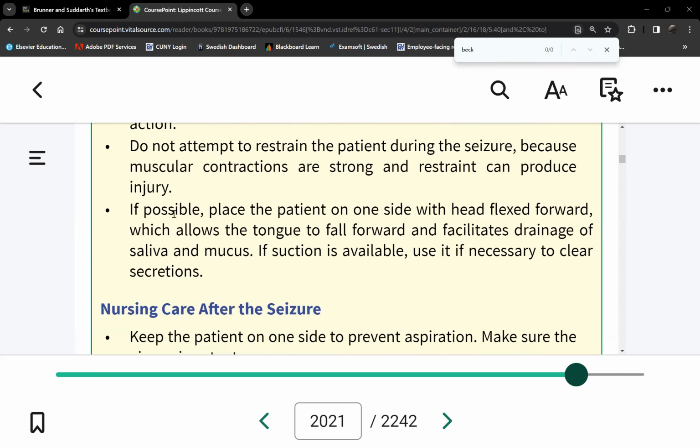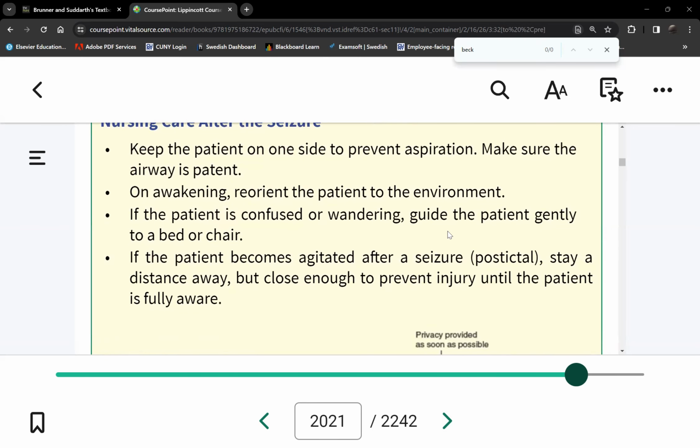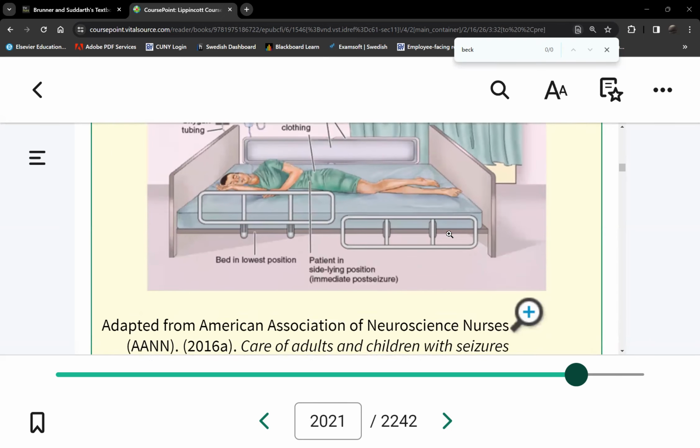We mentioned that. Put the head to the side as much as possible so they don't aspirate anything, either blood or secretions. Then here again, after the seizure, put them in aspiration precaution position.